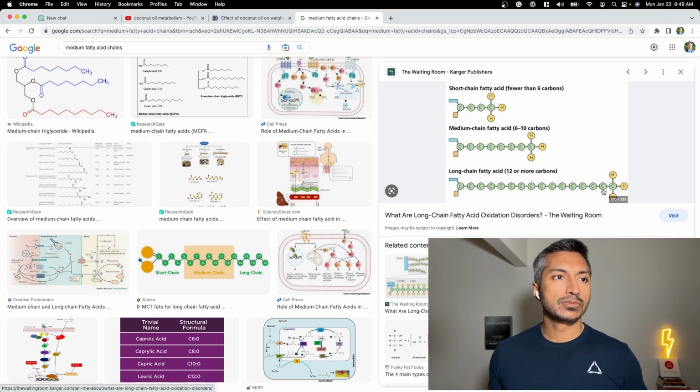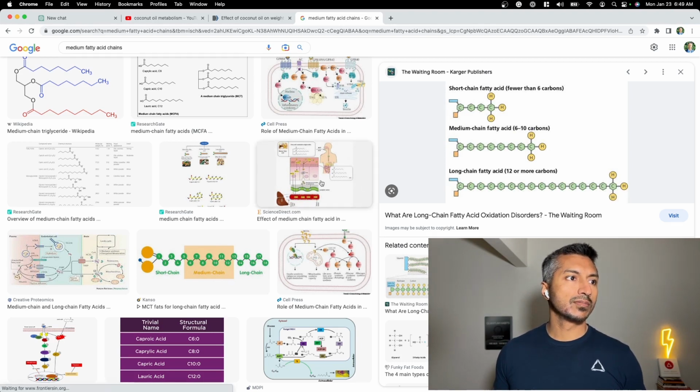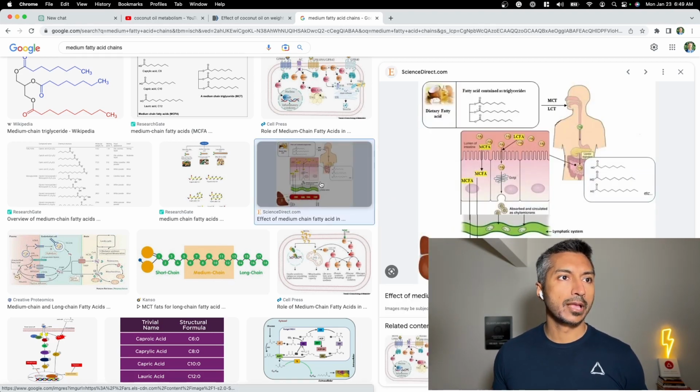So a lot of times when we eat foods, we're eating a lot of long chain fatty acids that need to be broken down, and etc. And as you can see from here, this is what the liver has to do actually. So liver is really good. This is actually showing you coconut oil.